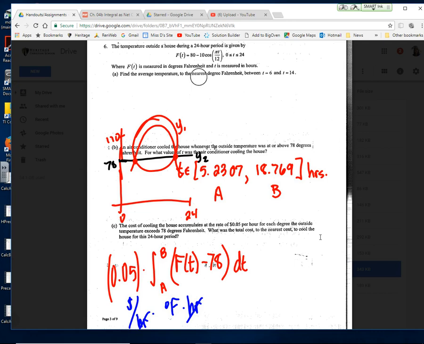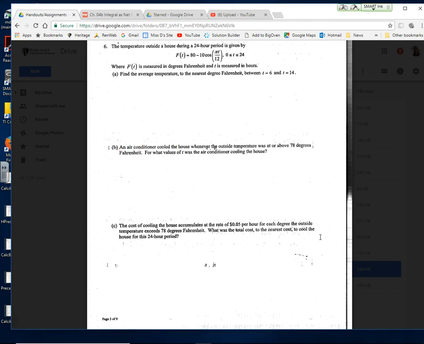Yeah. It can definitely help out sometimes, that's for sure. Okay, that was number 6C.